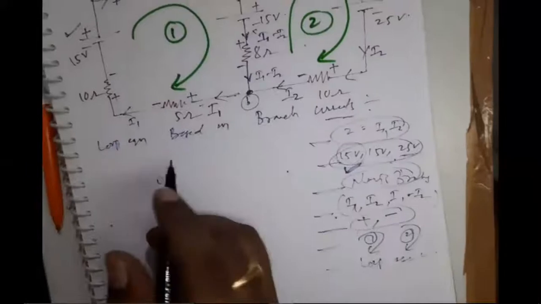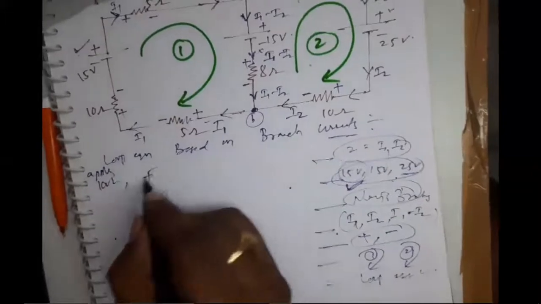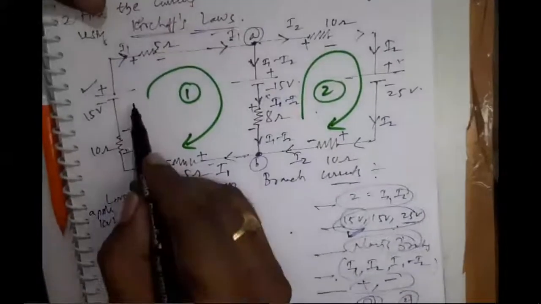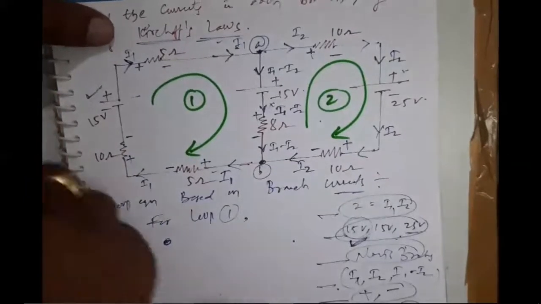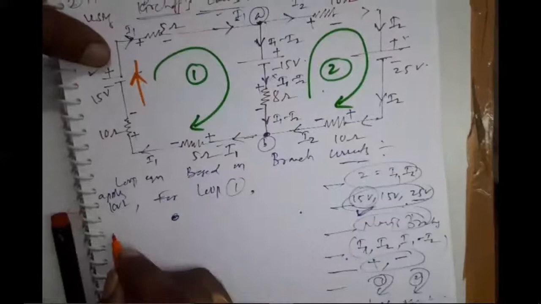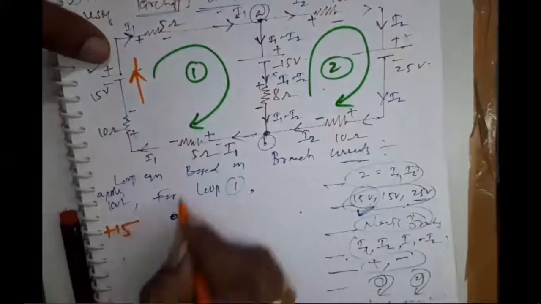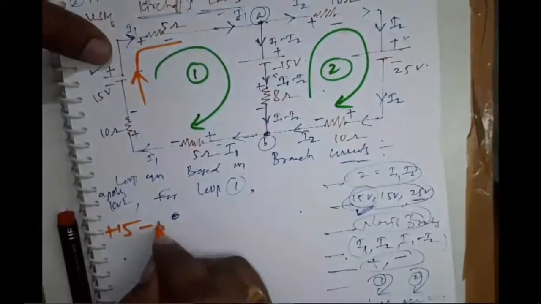Write the loop equations. This is rule number 6. Right. Let me apply KVL for loop 1. I always follow the leaving sign. I am starting from here. For here, the leaving sign is positive. What is the leaving sign? Positive 15.